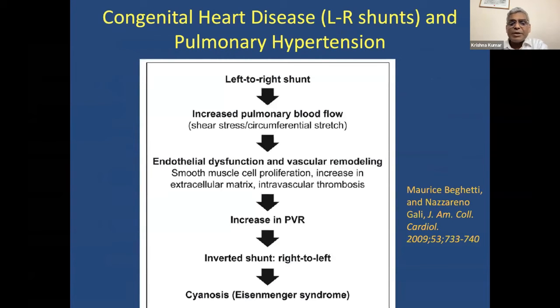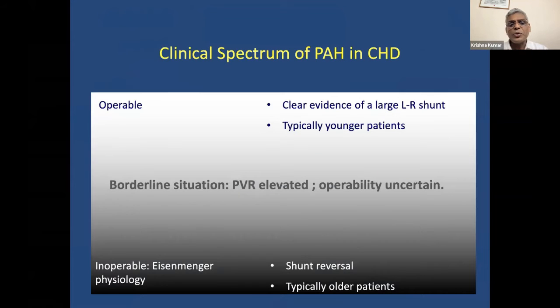So this is the paradigm that we all have when it comes to left to right shunt. It's an oversimplified paradigm that you have at one point things becoming inoperable and those becoming operable, depending on the degree of damage to the pulmonary vasculature. In general, it's a gray zone. It's a spectrum, and you have a whole range of possibilities. There are clearly operable patients where there's no doubt, a younger patient with a large shunt, clearly inoperable patients, and lots of borderline. That's where we have to take a decision.